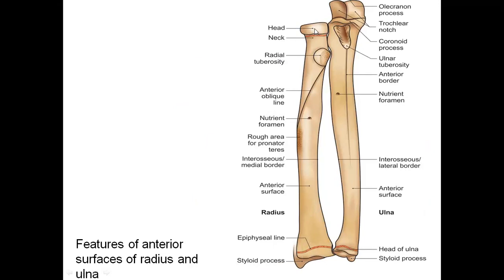The upper end is showing head and neck, and then as you move down, this is completely shaft, and then the lower end. Now at the junction of the head, neck, and the shaft, you are finding one rounded elevation, that is the radial tuberosity. We know radius is the lateral bone. That's the reason the radial tuberosity is facing on the medial side.